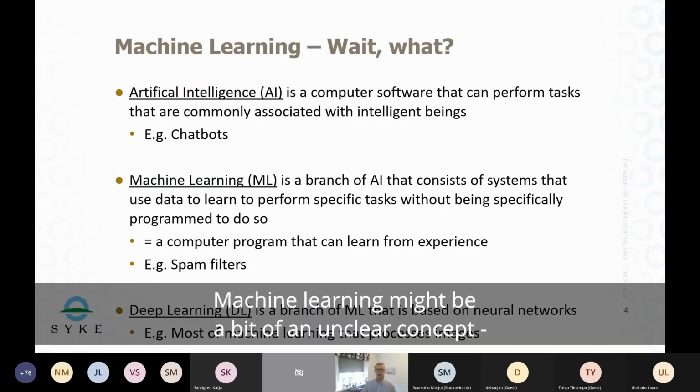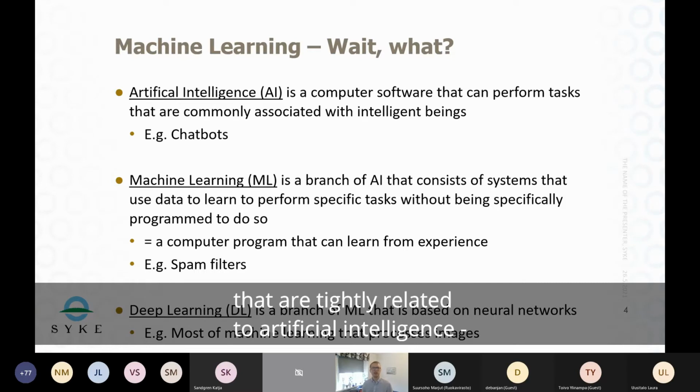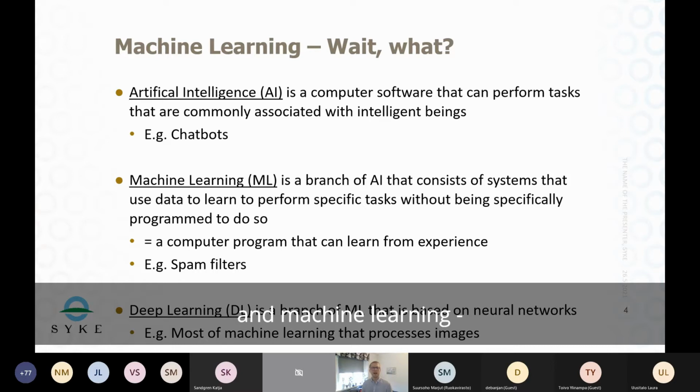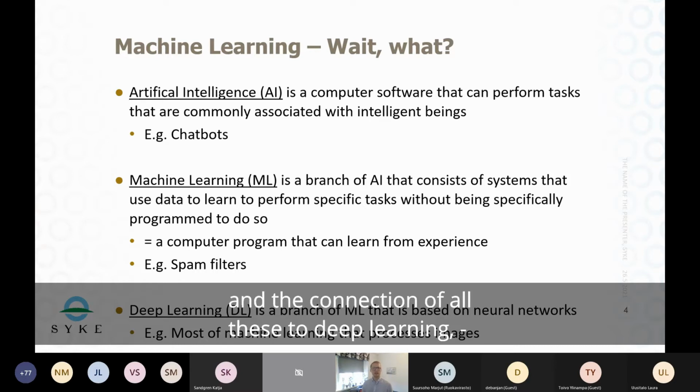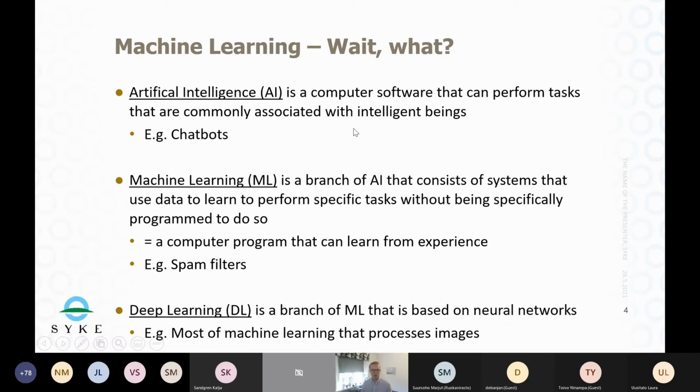So machine learning might be a bit unclear concept to some of us, and to get us all on the same page, I will cover some of the key terms that are really tightly related to artificial intelligence and machine learning, and what's the connection of all this to deep learning, which is popping up quite often in the modern science talk and hype.